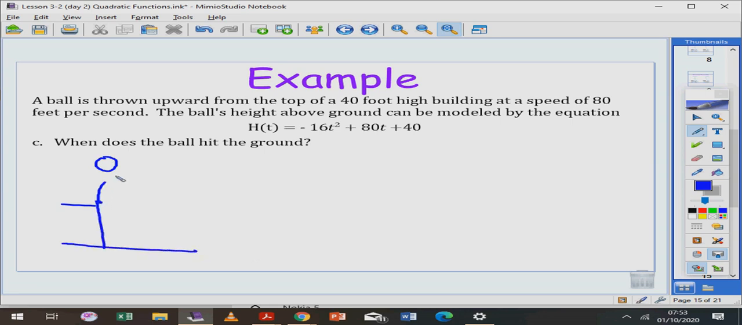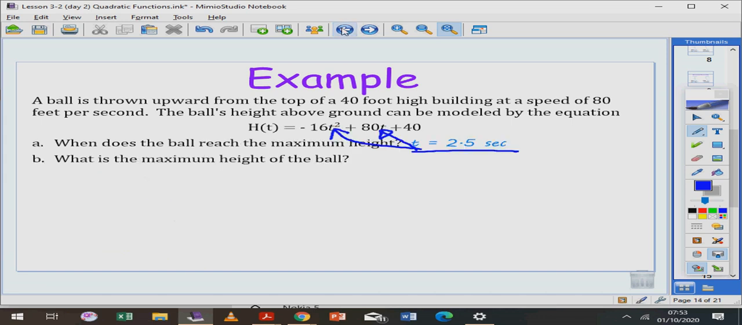Let me just check this. This question doesn't specify maximum height above the ground or above the building, but if it was above the ground, then you will add the 40 meters to your answer from substituting 2.5 here. That's just to clarify. So if he had specified above the ground, you would add the 40 meters. Since it doesn't specify, you're okay if you do either solution.